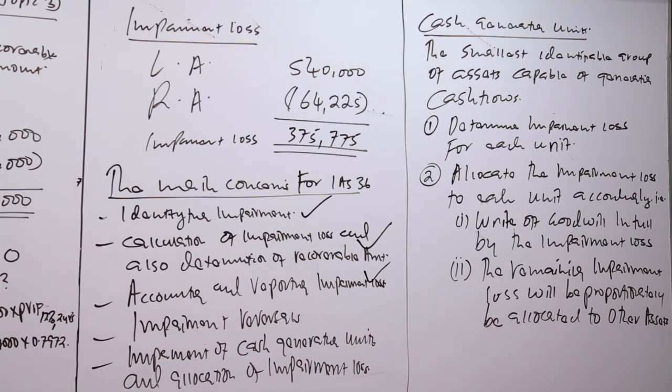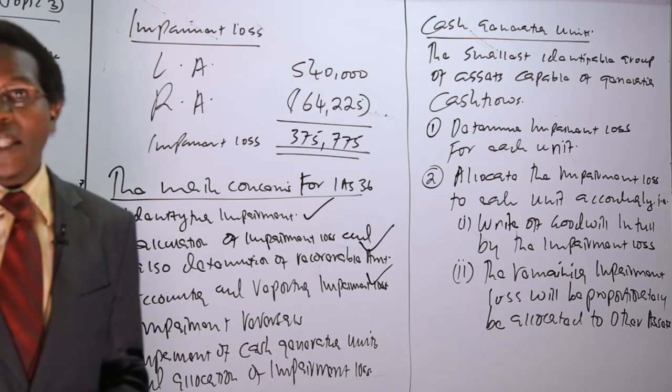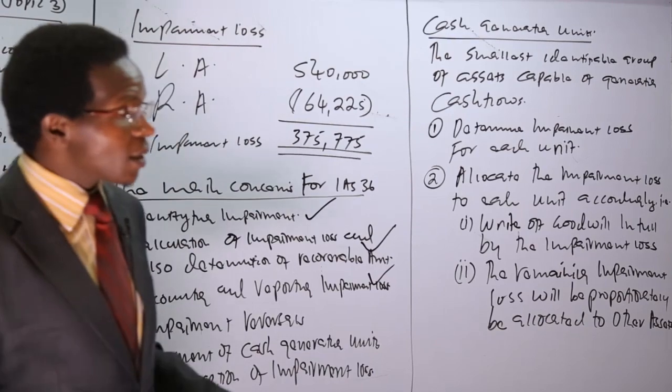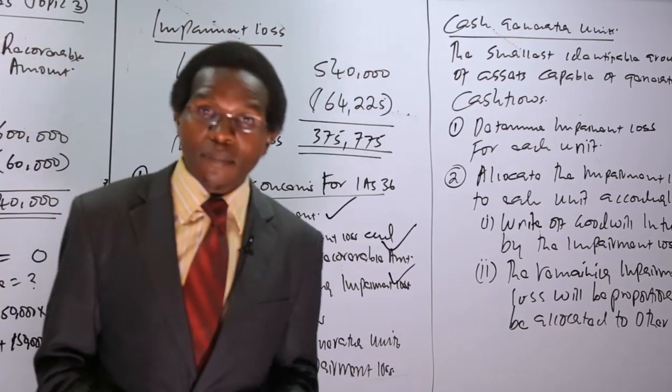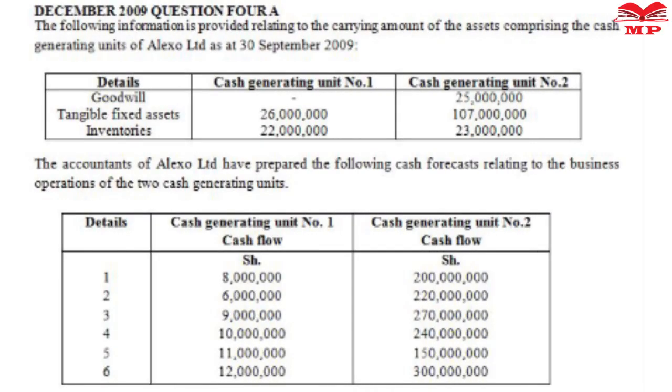Now, we'll want to look at an example of a cash generating unit. This was one of the questions done by an examining body, ICAN, around December 2009. It must have been question 4.